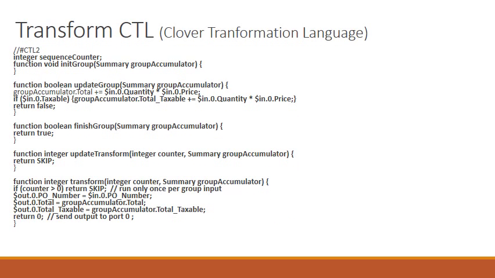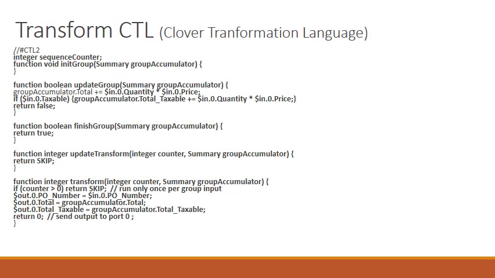This is the transformation code to do the rollup. First function, init group, does nothing. We're not initializing the groups. The next function is the update group. Again, this is the function that gets called for every single row, and here's where we're rolling up and adding up the totals. The next function is the finish group, and because this returns true, it tells Clover that it should do the transform function on every group finish. The transform function is the one on the bottom, which actually returns the values into the summary record.